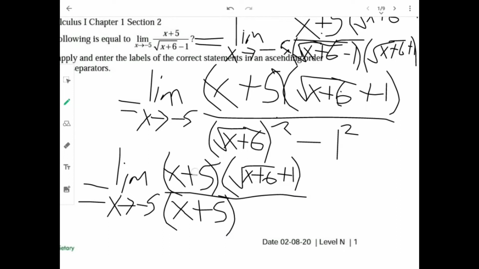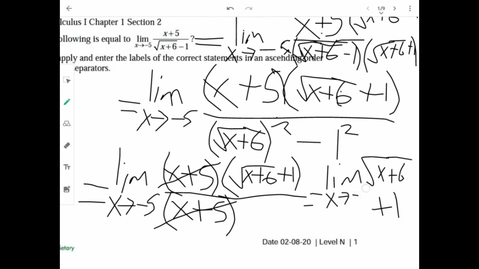So as you can see, the x plus 5 cancels, and you end up with limit of root x plus 6 plus 1, as x approaches minus 5. And then you just substitute it in. It'll be root minus 5 plus 6, which is 1, plus 1, so it equals 2.